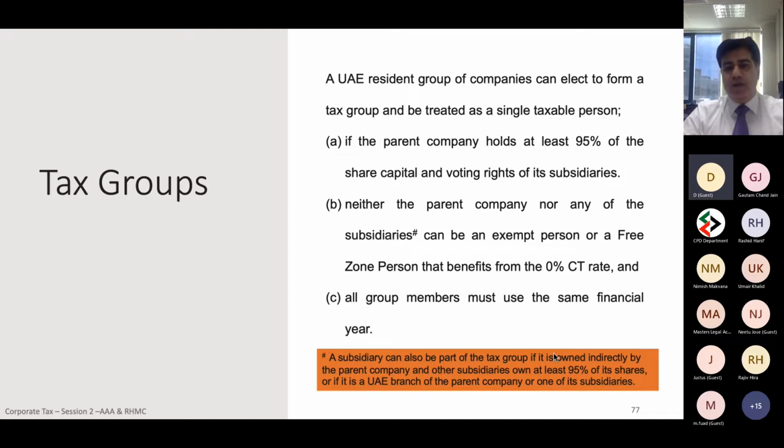A subsidiary can also be part of the tax group if it's owned indirectly by the parent, and the subsidiary owns at least 95% of the shares, or it has 95%. It can also be a UAE branch of a parent or one of its subsidiaries. So a branch is not a separate legal entity. You can frame it out, but it should not have a 0% tax benefit. That is what the condition comes to. 95% direct and indirect ownerships are both covered as part of a tax group.